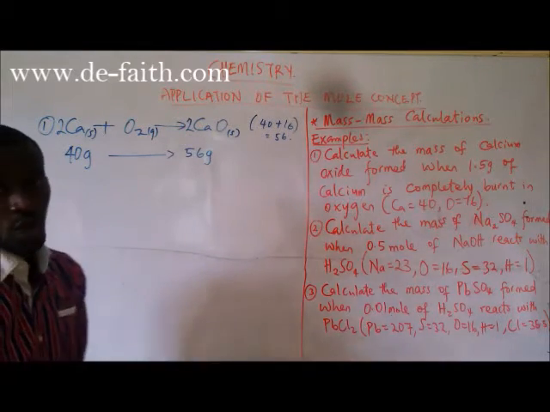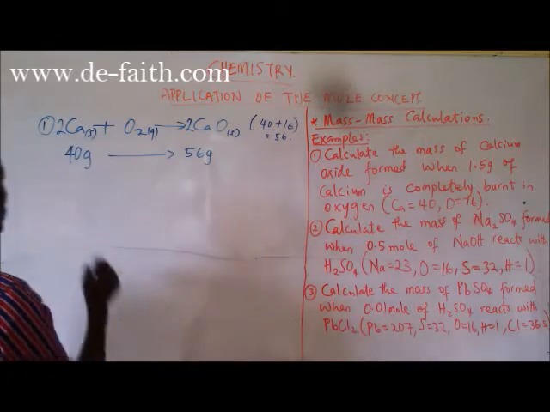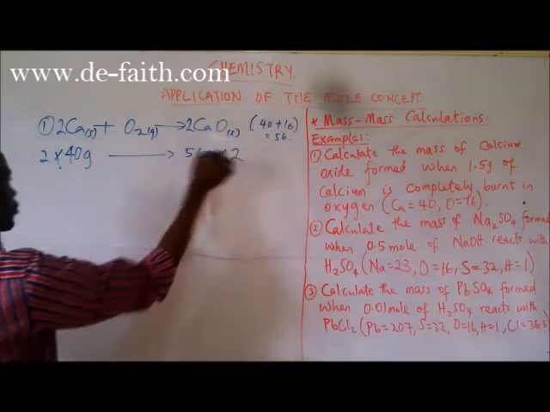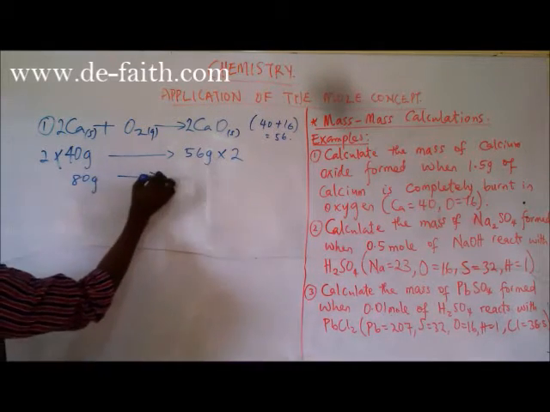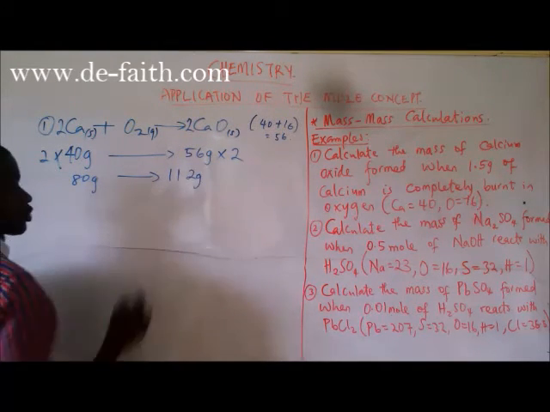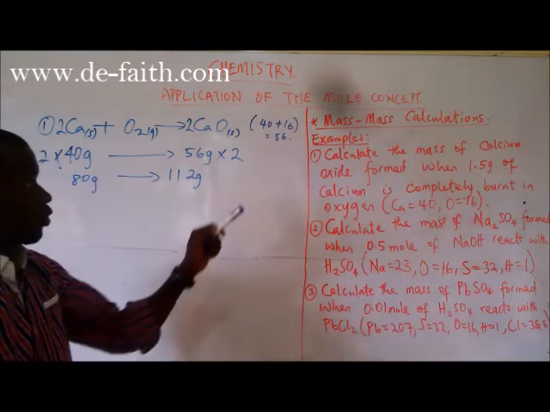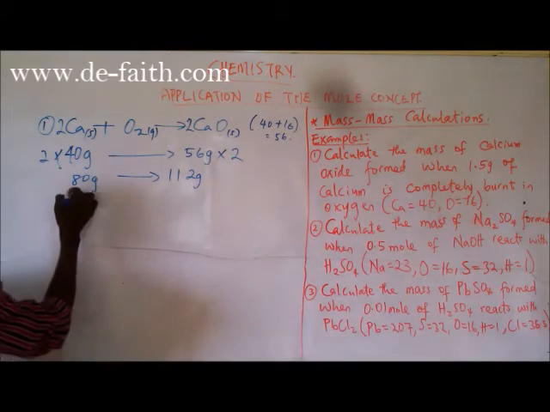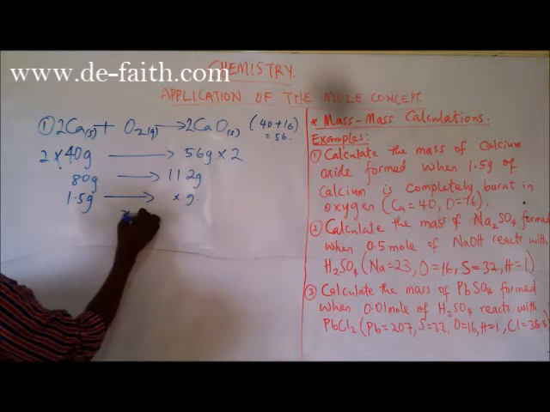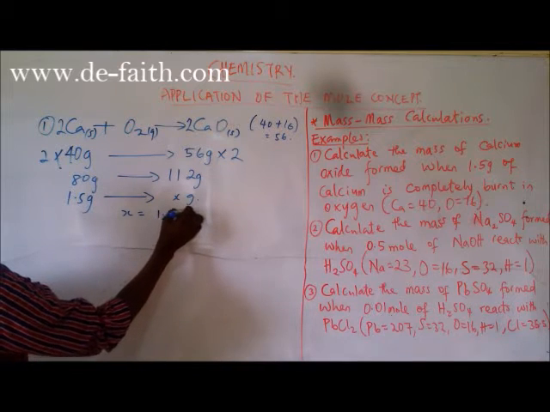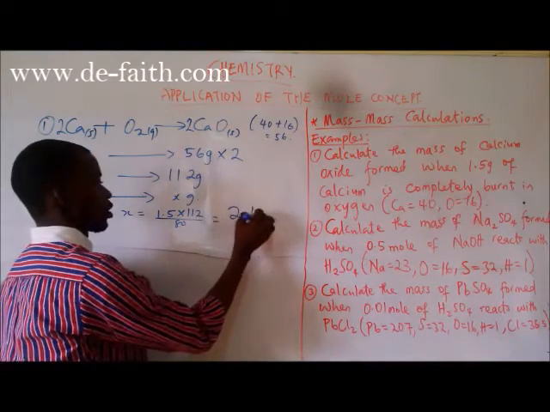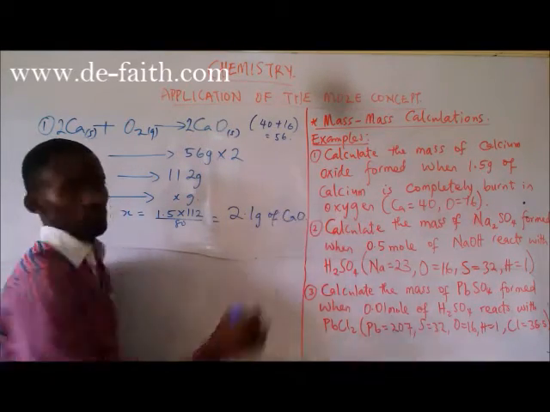But take note that we have 2 moles of each of them. Hence, we multiply each by 2. That will be 80 grams, gives us 112 grams of calcium oxide. Therefore, what will be the mass of calcium oxide if we have 1.5 grams of calcium? It will be equal to x gram. So x will equal 1.5 times 112 over 80 grams. And that will give us 2.1 gram of calcium oxide.